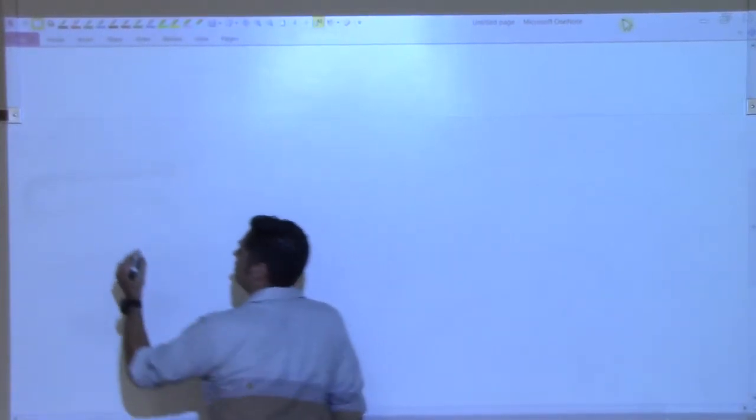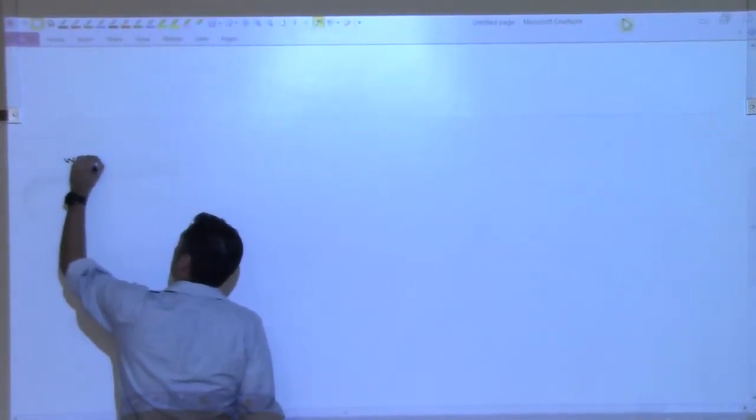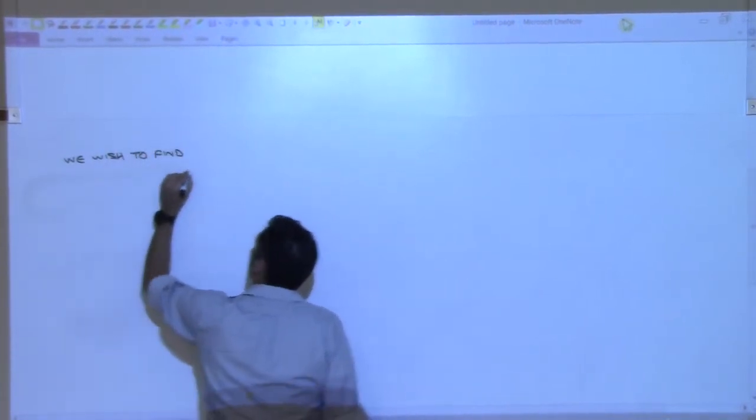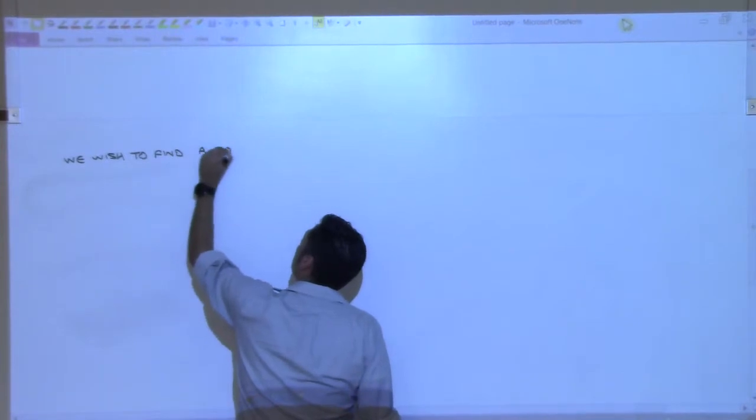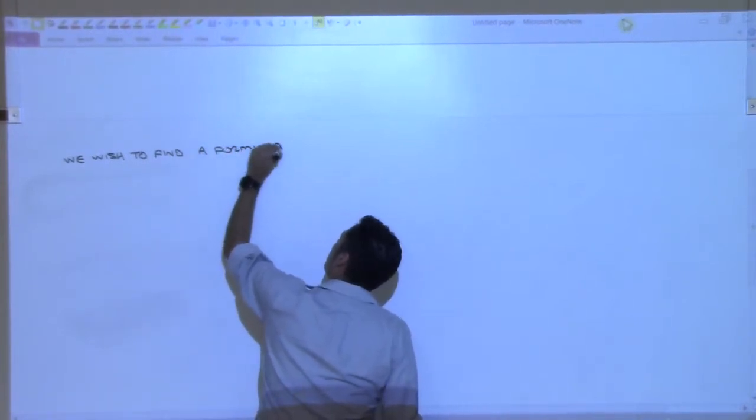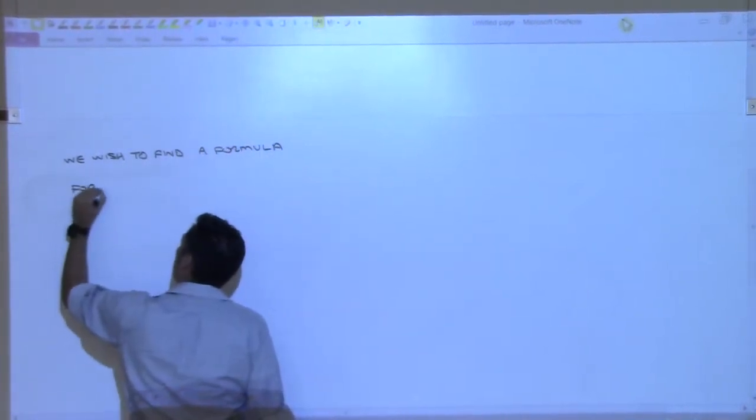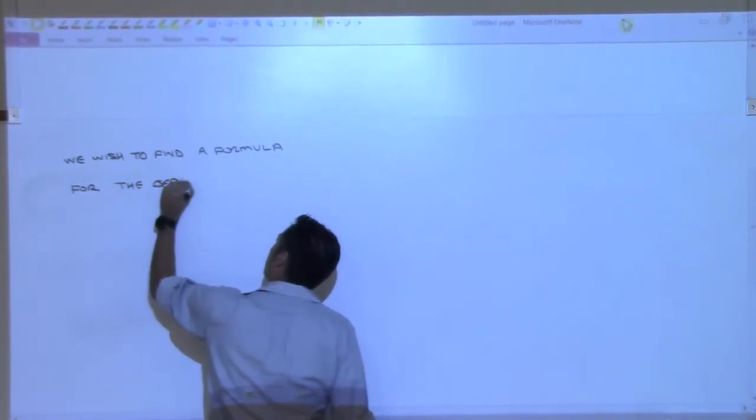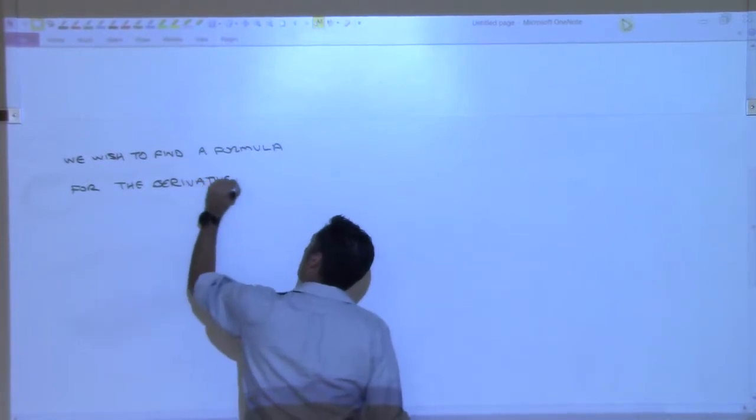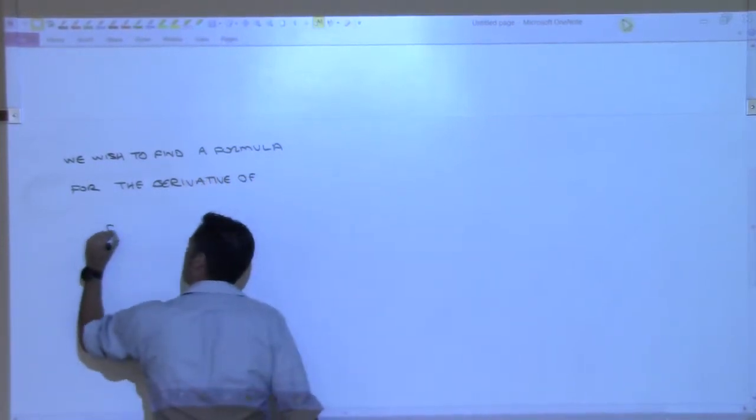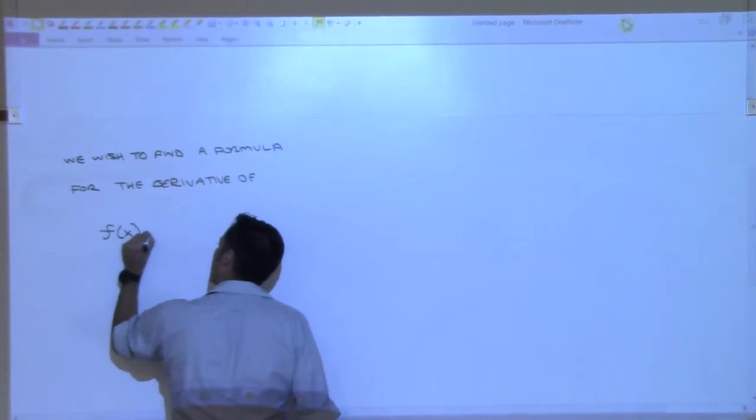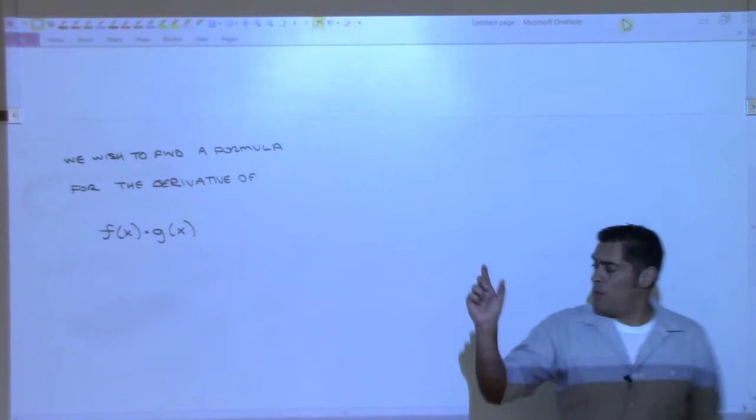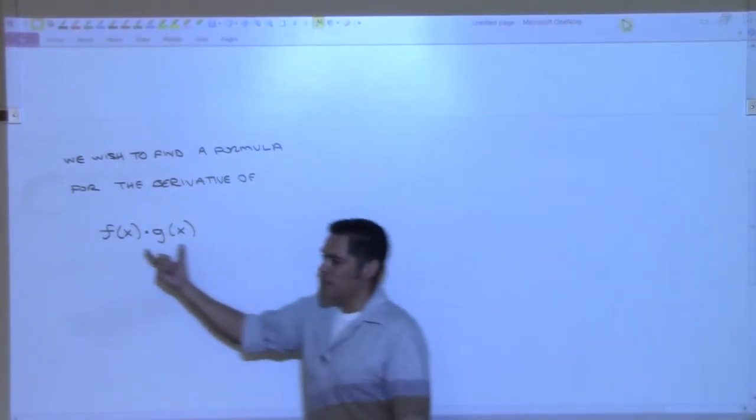So here's what I want to do. We wish to find a formula for the derivative of f of x times g of x, right? We want to know how would we take the derivative of two things being multiplied, right?